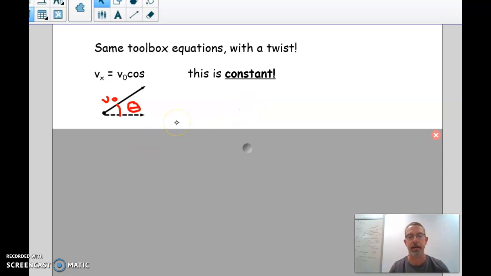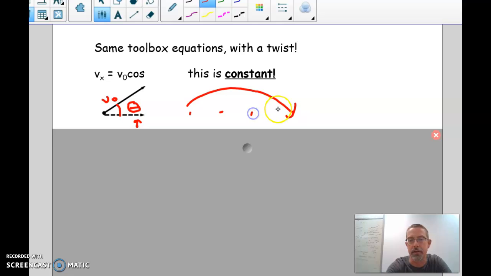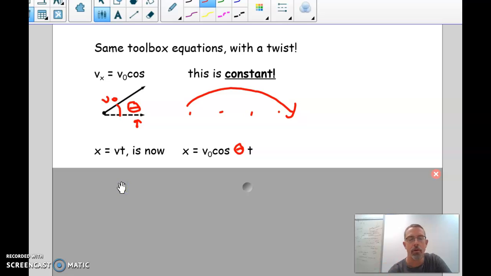So throughout my entire journey, no matter what this projectile does in its path, so let's say this projectile goes like so, this velocity vector right here is going to be constant throughout. So if it's traveling at 5 meters per second here to the east, it's traveling at 5 meters per second here to the east, all the way along. Okay, so what we're going to do now is give you a bunch of new toolbox equations, but really they're the same equation. They're just incorporating a little bit of trigonometry into it.